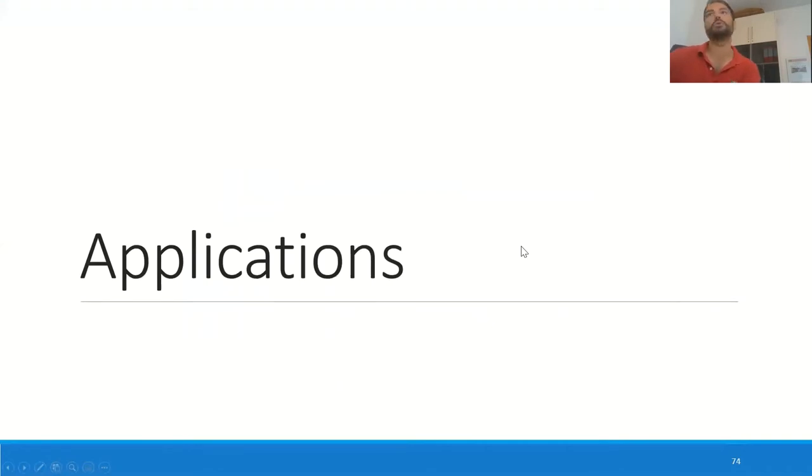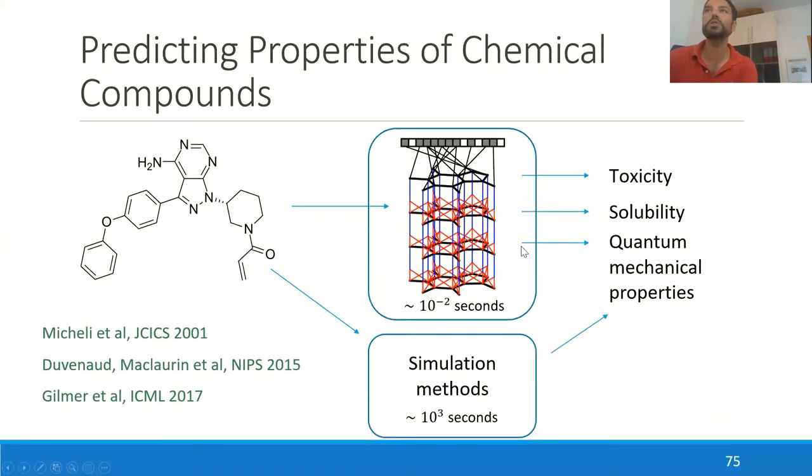I don't have time to go through the applications, but consider there are many applications about predicting properties of chemical compounds. So you feed your model with a chemical graph and obtain an assessment in terms of toxicity, solubility, or whatever quantum mechanical properties of your input molecule, and you obtain this in milliseconds instead of the hours of computation that you would require with simulation methods.